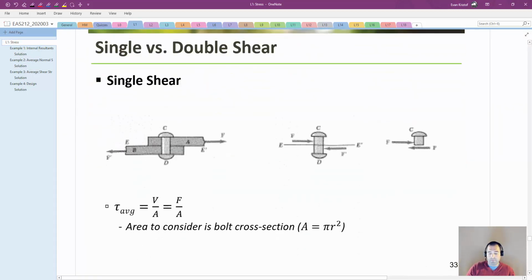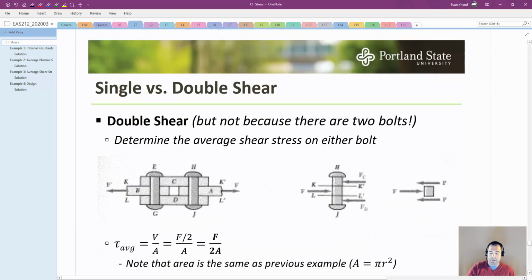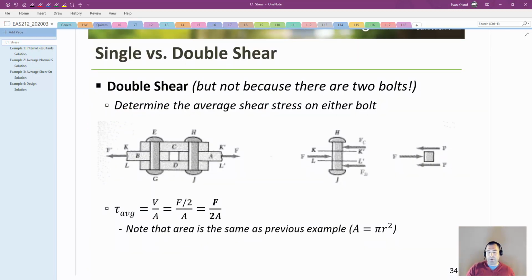And that's what these kind of poorly reproduced graphics are showing you, the same exact idea. This is single shear, this is double shear. Either you're doubling the area or you're cutting the force in half. Either way, the effect is that the shear stress is cut in half for a double shear bolt as opposed to a single shear bolt.